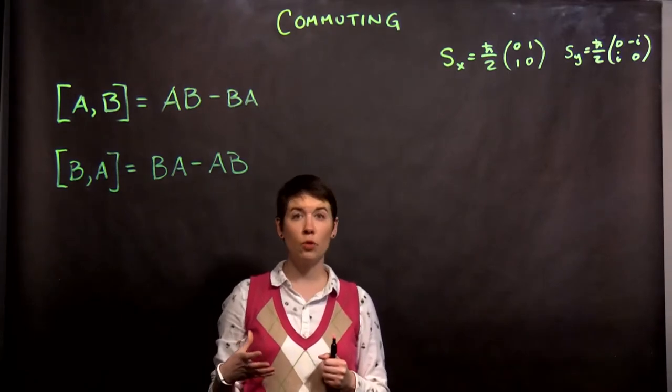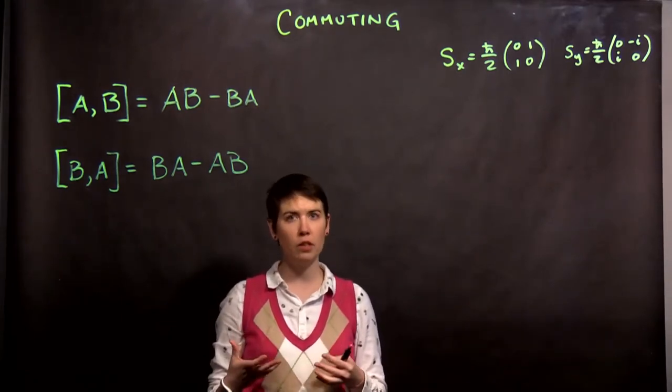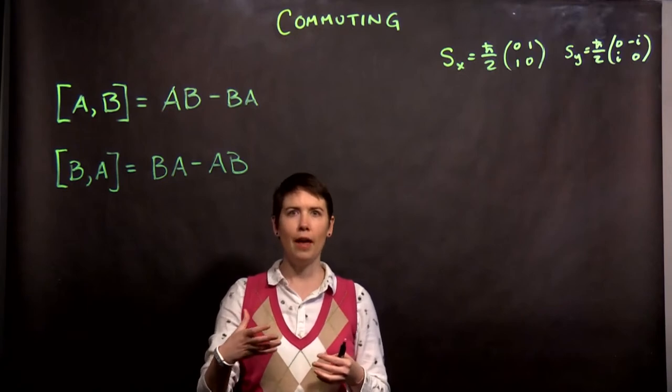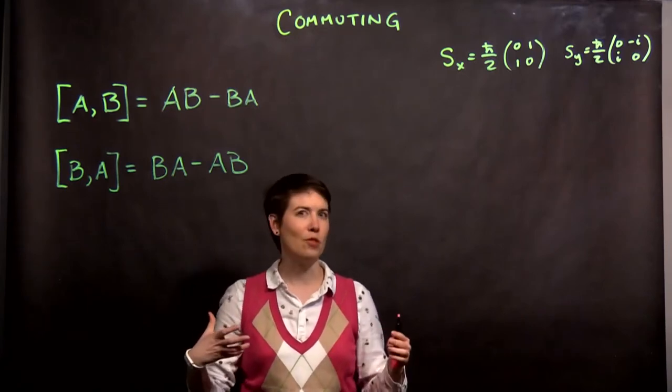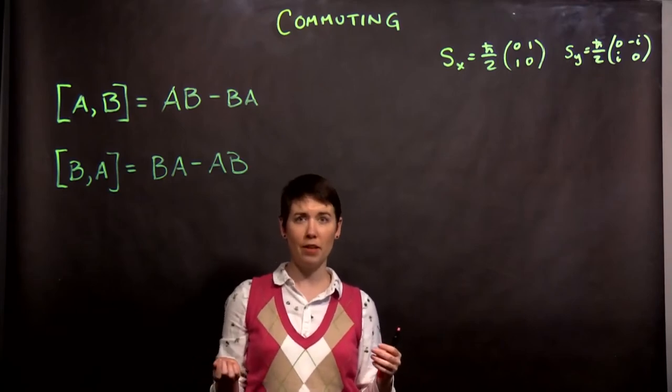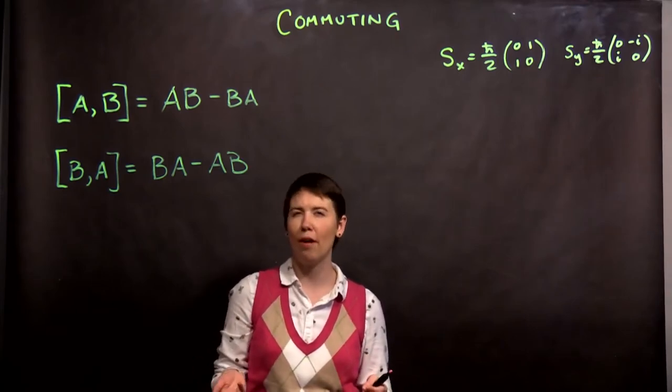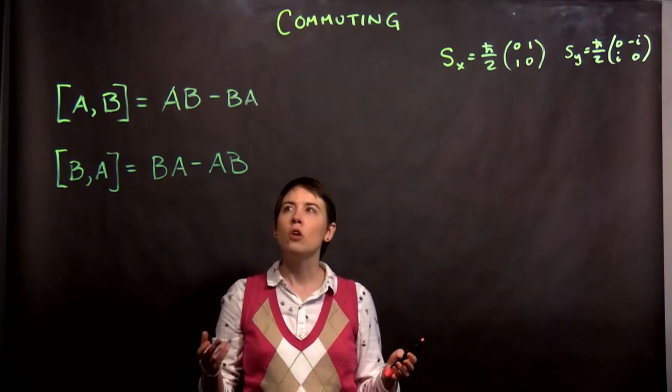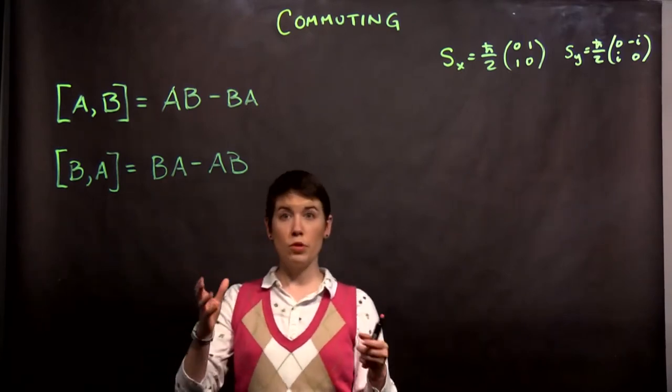In this video, I'm going to go through the idea of commuting observables, and so we're going to calculate some commutators. Commuting is a word you're probably familiar with already. It means like driving somewhere. That's not what it means here. So briefly, we're going to have some new notation.